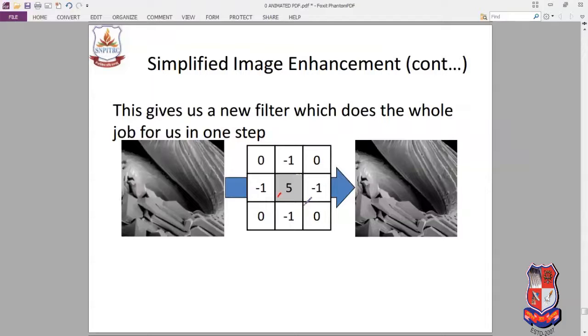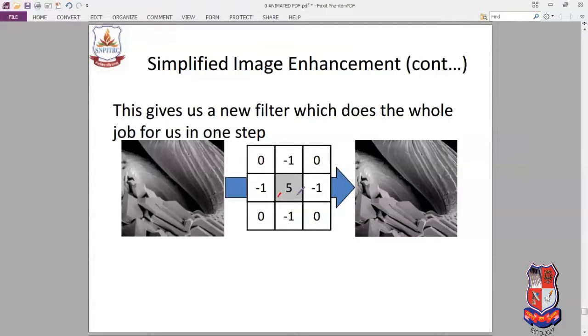What this filter does is eliminate the step of finding out the Laplacian and then adding or subtracting it from the image. It directly does the image enhancement. So this is the enhancement filter. It is not the high pass filter. It is not the sharpening filter. It is the enhancement filter. And hence you can see that the sum of all the elements of the filter is not 0. It is positive 1.